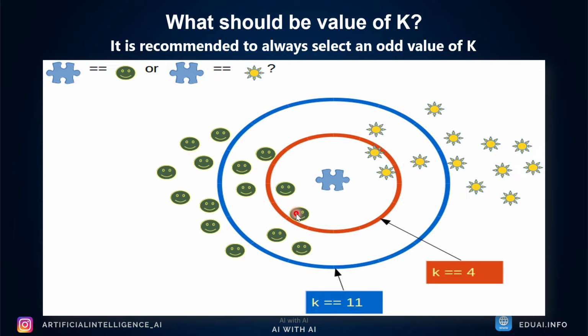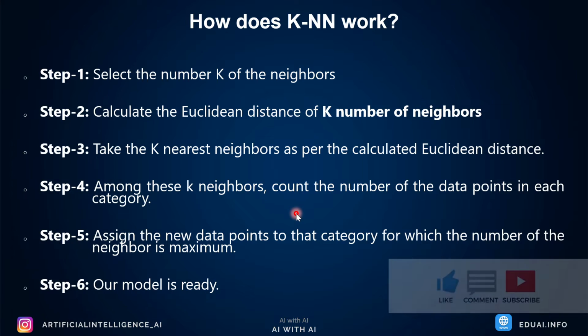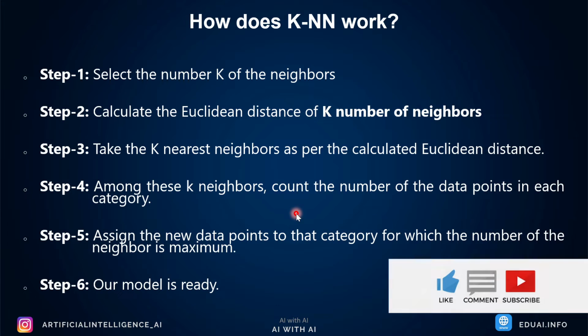So let's put this into steps and understand how KNN works. What is the first step? Select the number of k, the number of neighbors that you want to ask, and then calculate the Euclidean distance of the k nearest neighbors. Euclidean distance you don't have to calculate; you just have to provide a parameter, how many neighbors you want to ask. Let's say I provide 5, an odd number I always prefer. Default will be Euclidean distance. The algorithm will calculate it for you from the data point to its 5 nearest neighbors, and take the k nearest neighbors as per the calculated Euclidean distance. And among these k neighbors, count the number of data points in each category.